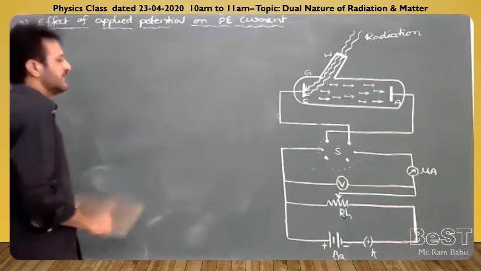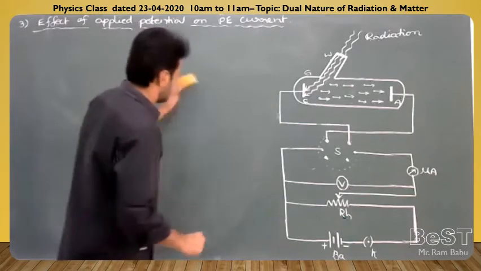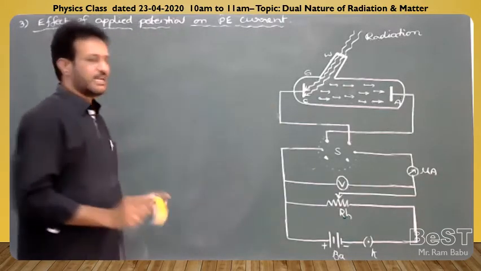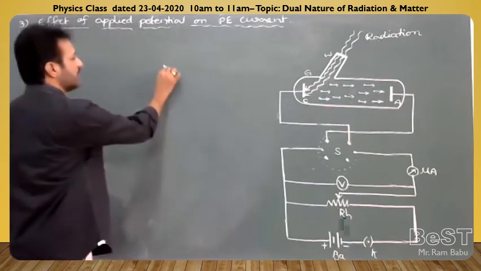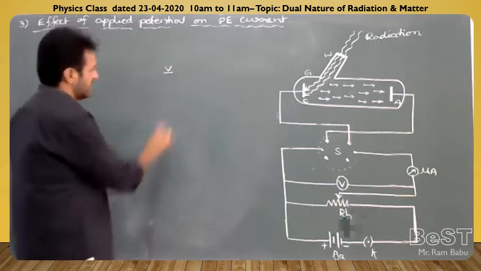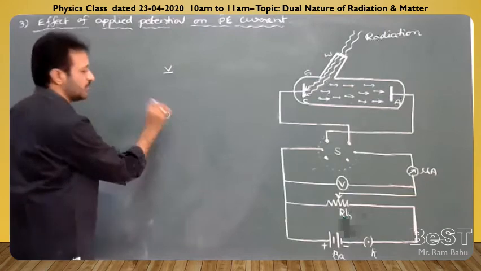For example, starting the potential, the total circuit is completed, and I am applying only 0 voltage. Don't copy this one. I am applying only, for example, 0 volt.